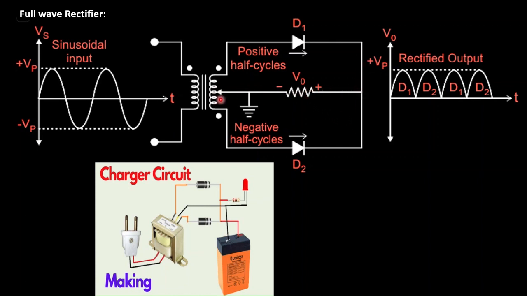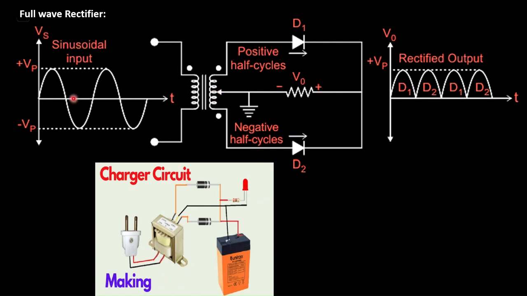Now let us see what happens during a positive half cycle. During a positive half cycle, this point will become positive and this point will become negative. Then diode D1 will be forward biased. When the diode is forward biased, the current flows through the diode in this direction. And what happens to diode D2? It is reverse biased, so there is no current flow in diode D2. Only the current will be flowing in this direction.